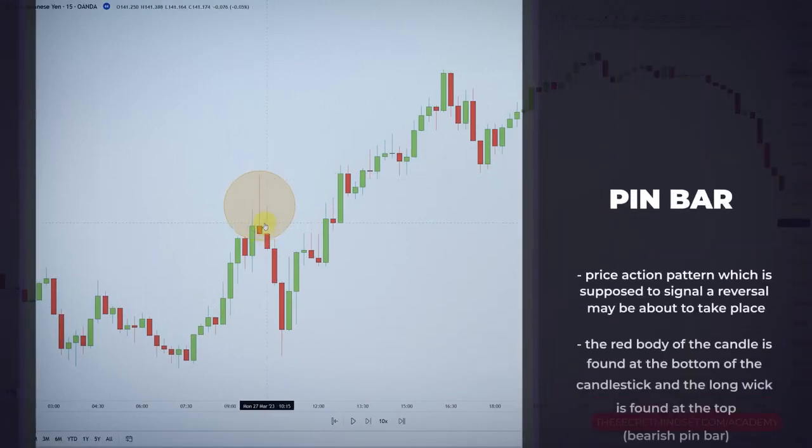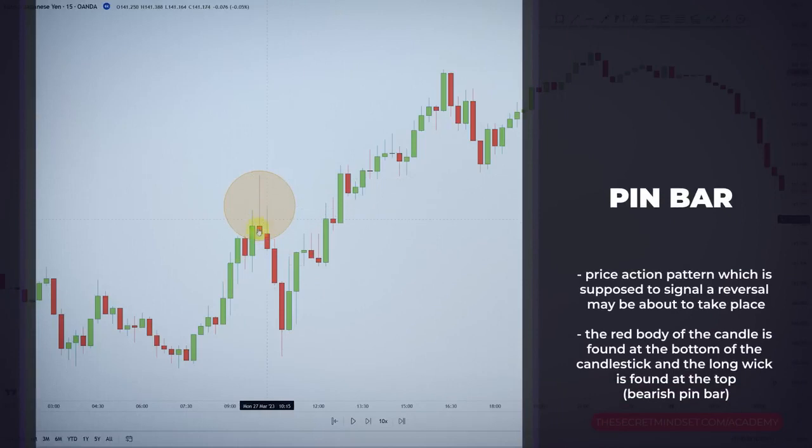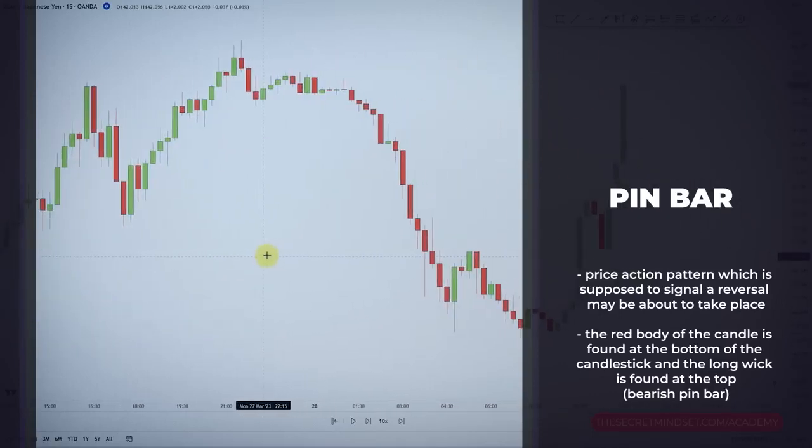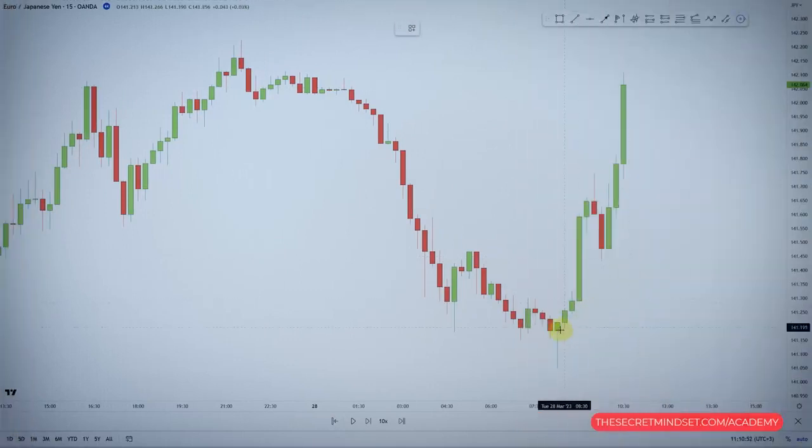A pin bar is a price action pattern, which is supposed to signal a reversal may be about to take place in the market. Notice how the red body of the candle is found at the bottom of the candlestick, and the long wick is found at the top. Sometimes the body of the candle will not be found right at the bottom, but it will always be found in the bottom half of the candlestick. In the case of a bullish pin bar, the body is found at the top of the candle, and most of the wick is found at the bottom.